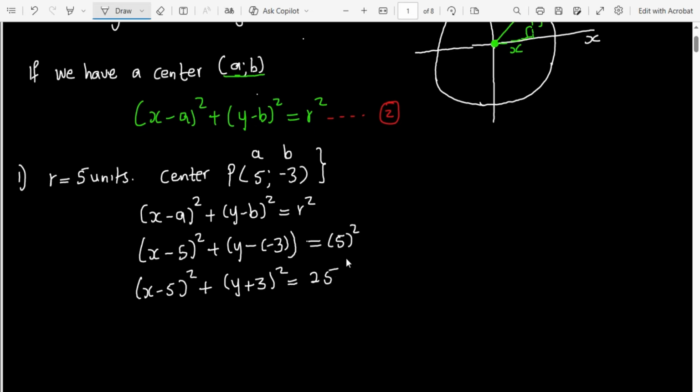So, ladies and gents, therefore, this is the equation of the circle. I hope you understand how to find the equation of the circle. So this will be the equation.